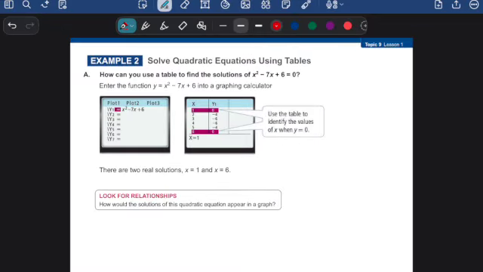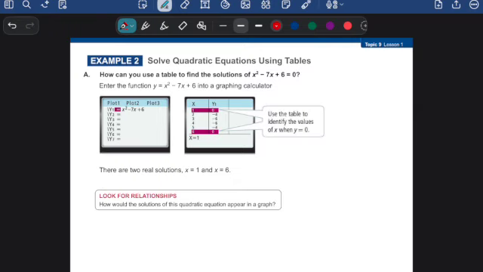Example 2, using the table feature on our graphing calculators to find the zeros. So here's another way to do it. If you don't want to use graphing, you can type the equation into your y equals and then do second graph to get to your table feature. And then you're just looking for where y equals 0. And there might be 1, there might be 2 places, or there might be 0.